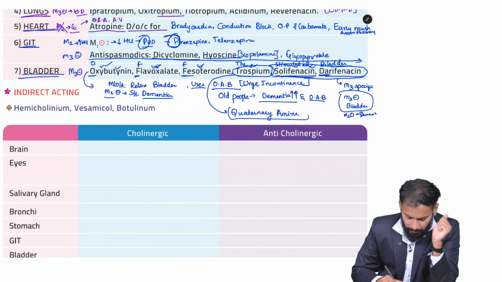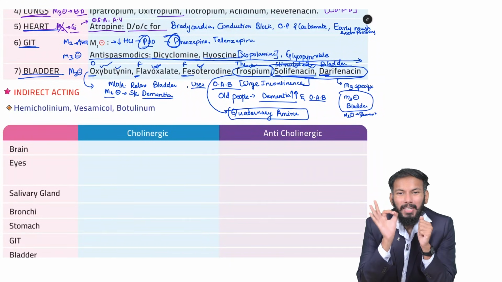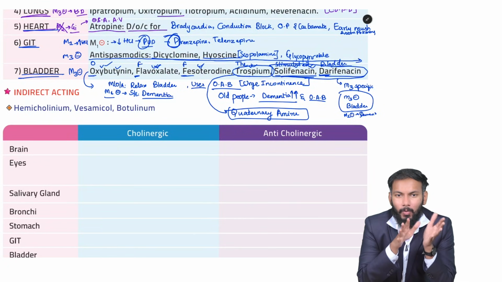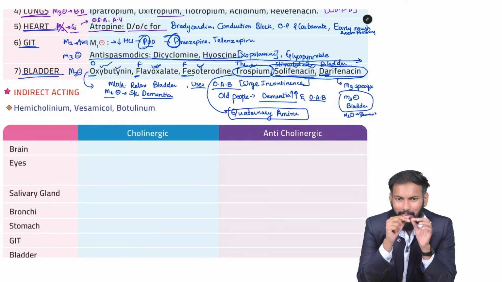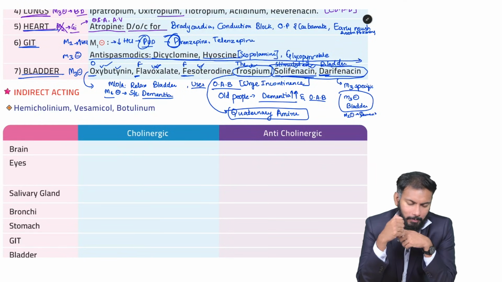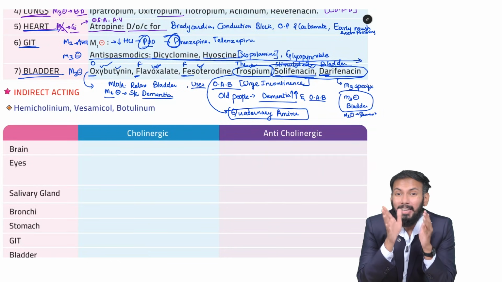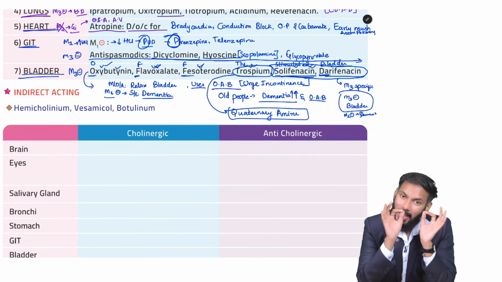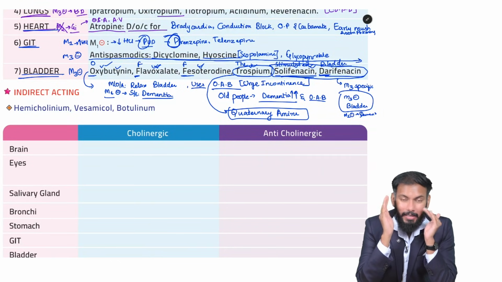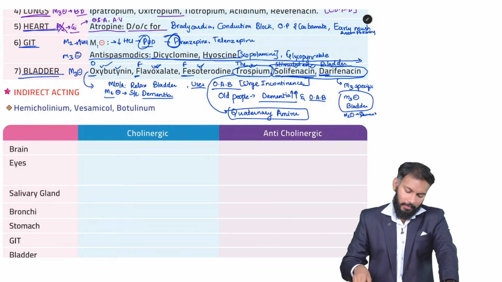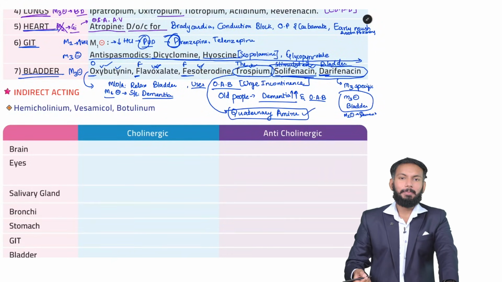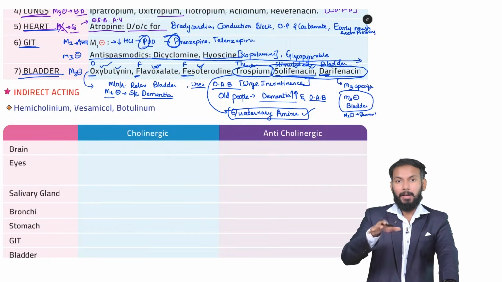What do you mean by quaternary amine? Quaternary amine is water soluble. If it is water soluble, will it cross the blood-brain barrier? See, even though it can act on the M1 receptor present in the stomach, true. But can it cross the blood-brain barrier and act on the M1 receptor present in the brain and cause dementia? No. That is why this is the best drug for overactive bladder in dementia.